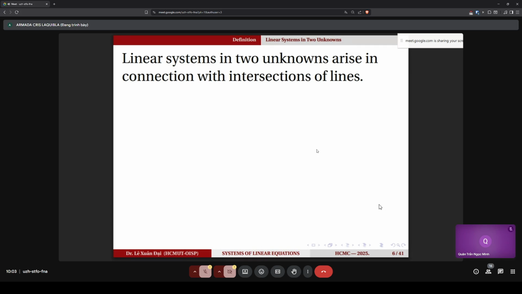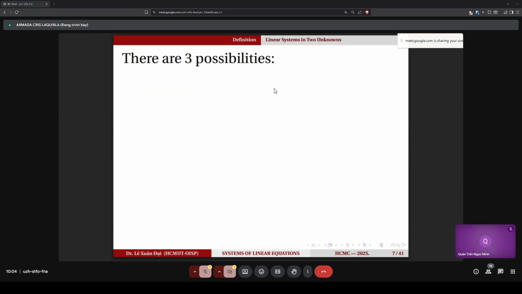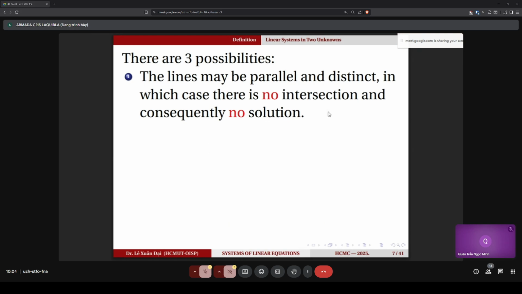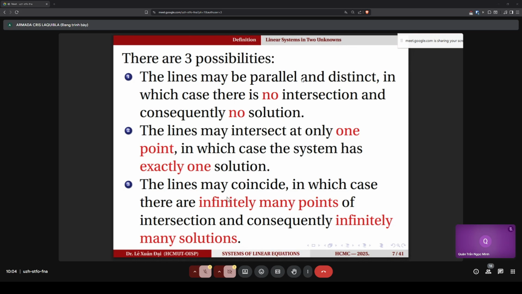Next, we have system of linear equations in two unknowns, which arise in connection with the intersection of lines. If you have two equations in two unknowns, x and y, your calculators can easily solve it actually. There are three possibilities. First, lines may be parallel, so no intersection, so no solution. If the lines intersect at only 1 point, then the system has exactly one solution. And if the lines coincide, it has infinitely many points of intersection, so infinitely many solutions.